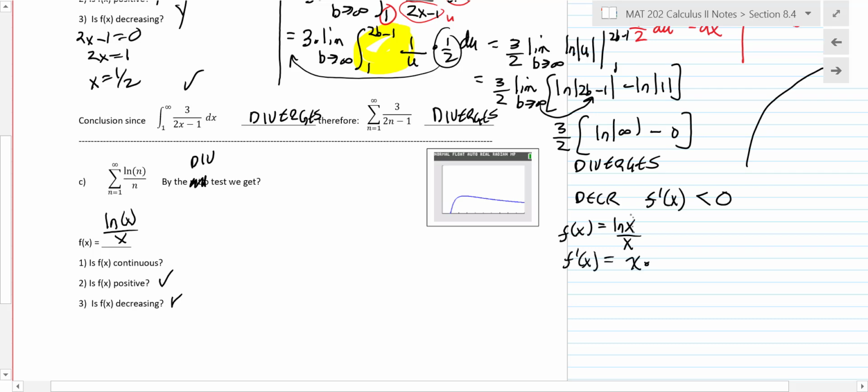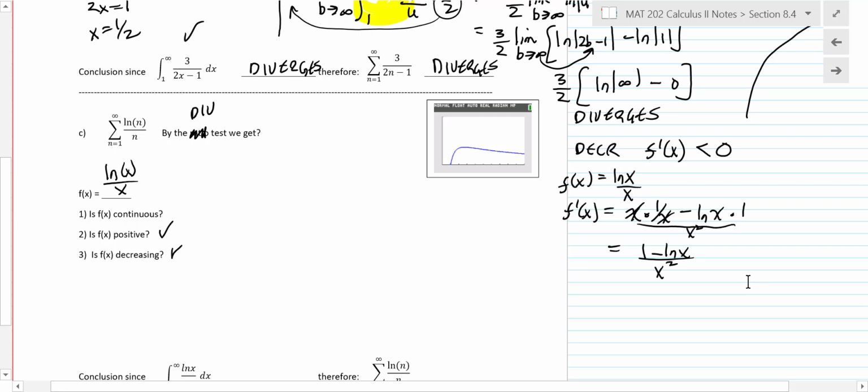So that would be bottom times derivative of top, which is 1 over x, minus top times derivative of bottom, which is 1, all over bottom squared. That'll cancel the x out. That'll leave 1 minus ln x over x squared like that.